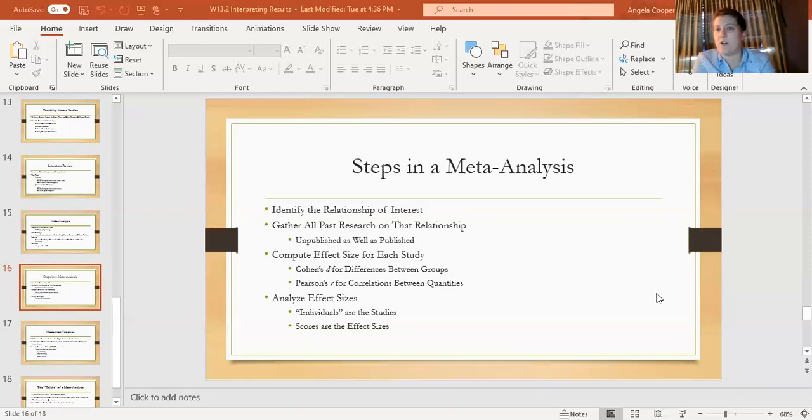Now, depending on what your research question is will depend on which effect size, or which sort of effect you're going to be looking into. Is it Cohen's d for a difference between groups, or is it Pearson's r for that correlation between quantitative variables? So the big difference with meta-analysis, when you think about when you did Pearson's r for your practice studies back in the day, each individual person had 2 scores based on their survey results.